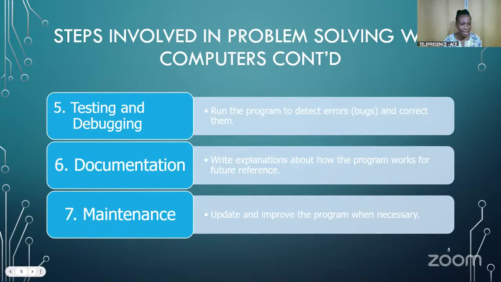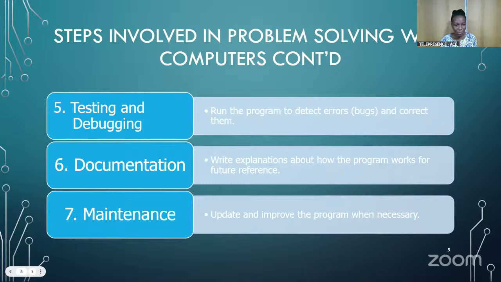The sixth step is documentation. This step involves you writing explanations about how the program works for future reference, so that if anybody wants to use your program, they'll be able to know. That is why when one is coding, we usually insert comments. Comments will always give you guidelines like, okay, this is meant for this code, this is what it's talking about, this function, this is what it's talking about. So documentation is very, very important for future reference.